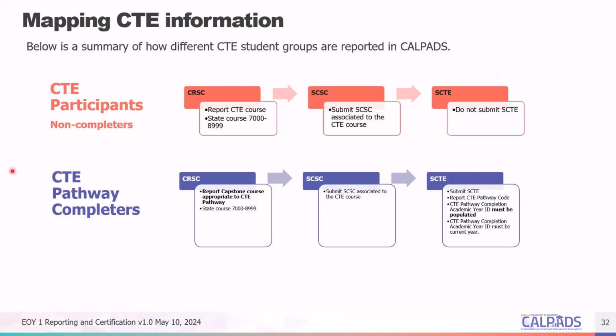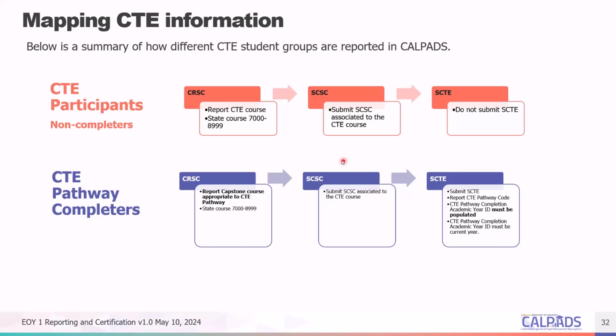So how do we report our CTE pathway completers? The first step is similar. The first step in reporting your CTE pathway completers is to report the capstone course appropriate to the CTE pathway in course section completion records with the appropriate state course code. Capstone courses are the final courses necessary to complete a CTE pathway. And the CRSC record is tied to a staff member rather than to a student. So we'll also need to go on to report the SCSC record associated with the capstone course or the CRSC record in the previous step in order to tie the student to that CTE capstone course.